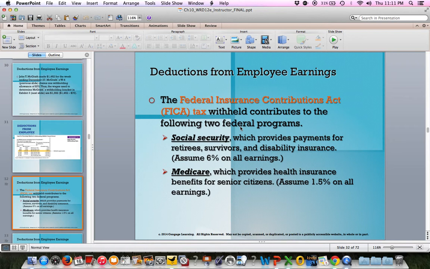Then we have deductions for the Federal Insurance Contributions Act, the FICA Act. You should see something like that on the paycheck when you look at it. Basically, tax withheld contributes to the following two federal programs: Social Security and then Medicare. Social Security is basically the government taking money from you, setting it aside, and then when you retire or reach a certain age, you get it back. Same thing with Medicare. It helps pay for health insurance for senior citizens.